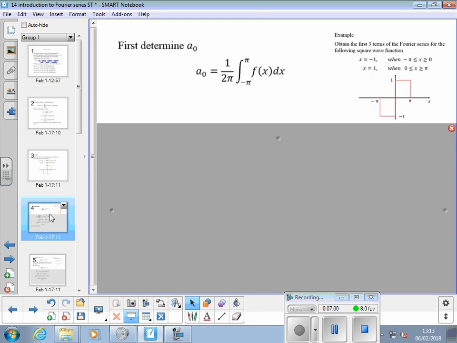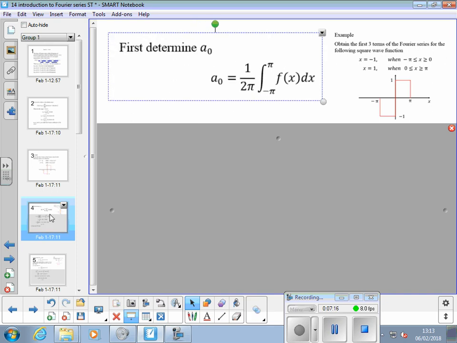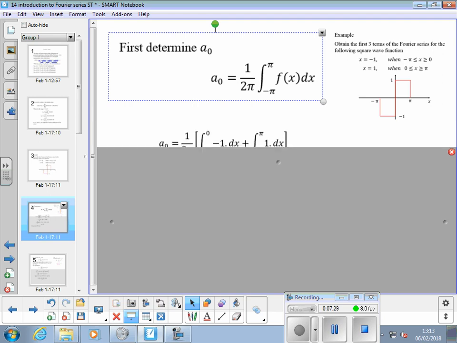So let's have a look at how we go about doing that. First of all, determining the DC component A0. That's the formula that we've got to use. So we need to do 1 over pi times the integral between minus pi and pi of the function f of x dx. That's what we've got to do.